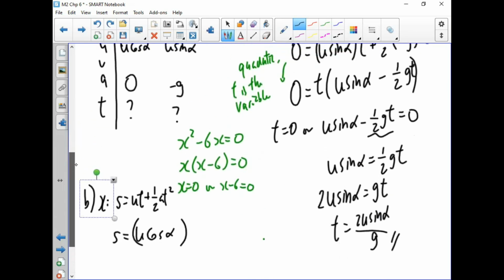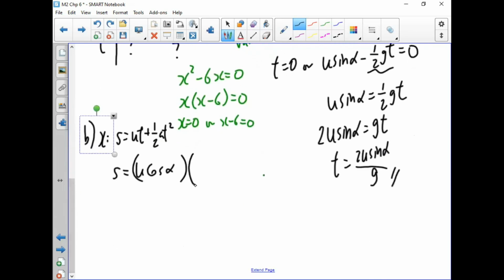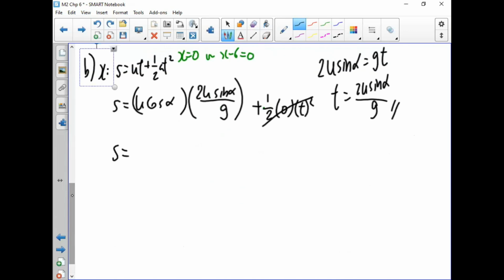What's t? We just found t in part A, which is 2u sine alpha over g, plus a half at squared, half times 0 times t squared, doesn't matter. That's t is gone. So if I put everything on the numerator, then s equals 2u squared sine alpha cos alpha over g. All I've done is multiply this to the top numerator. So 2u times u is u squared sine alpha cos alpha.